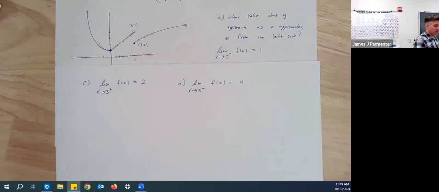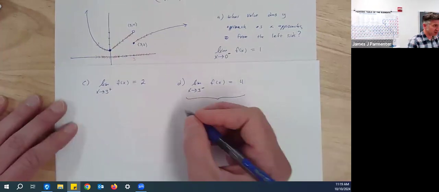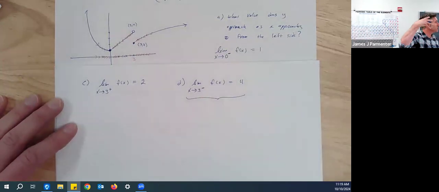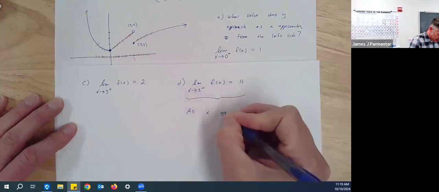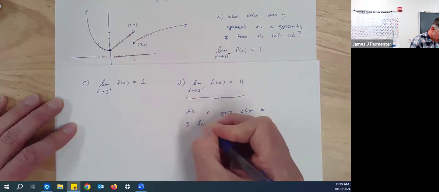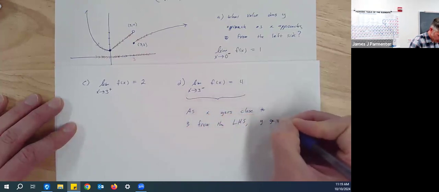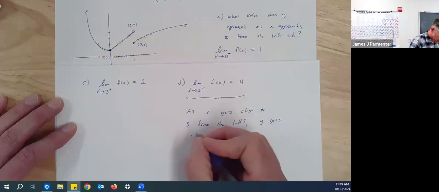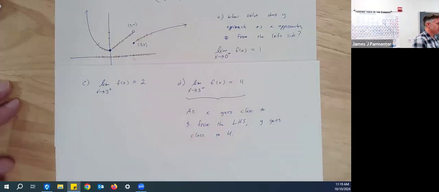It just means that what this notation means is, and these are the words you should hear in your head when you see a limit, as x gets close to 3 from the left-hand side, y gets close to 4. That's what that means. It doesn't mean anything about equaling 4 or x actually ever equaling 3.